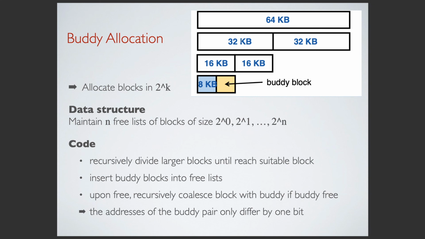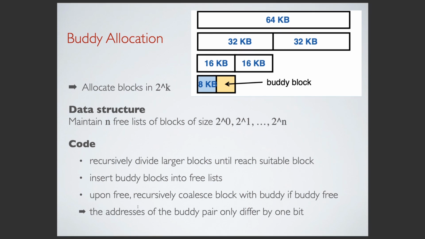Then you take one of them and divide it into 2 blocks of 16. Then again, you take one and divide it into blocks of 8. And that's the block that you allocate if you need 8 kilobytes. Of course, you put all of these blocks, this one, this one, and this one, inside the list that you have. Okay, I'm going to give you an example.